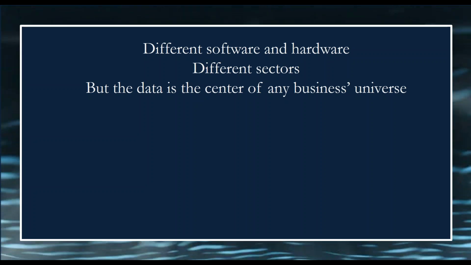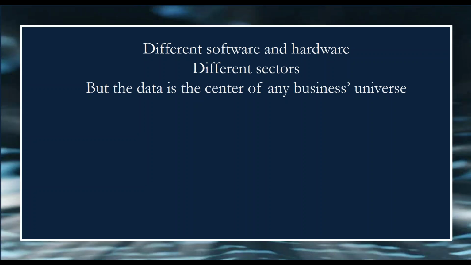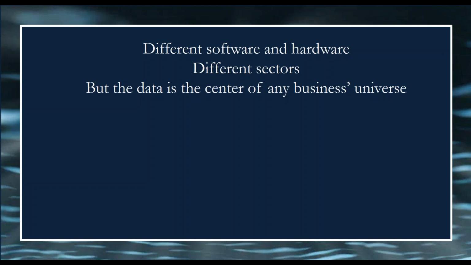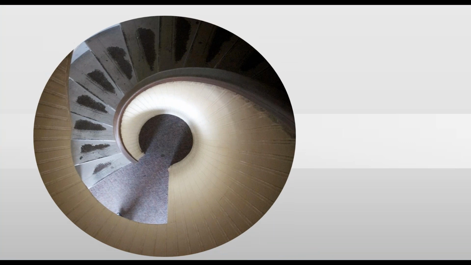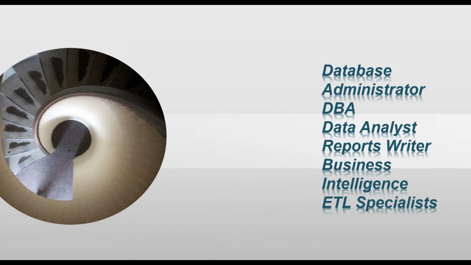They need the data about their information, about their inventory, about their sales, about their expenses, about their employees. Data, data, data. It always comes back to data. And that's why we have a spiral of interrelated database jobs. They all kind of spiral together. They're all kind of related. Which covers things such as DBA, database administration or administrator, data analyst, reports writer, business intelligence, ETL specialist.